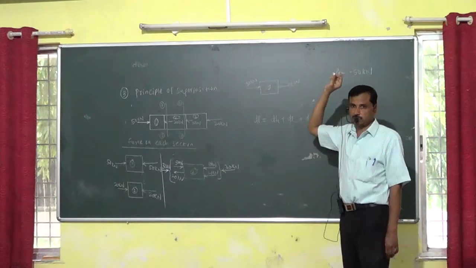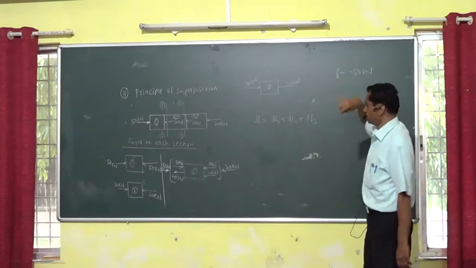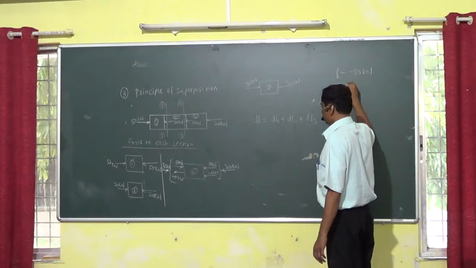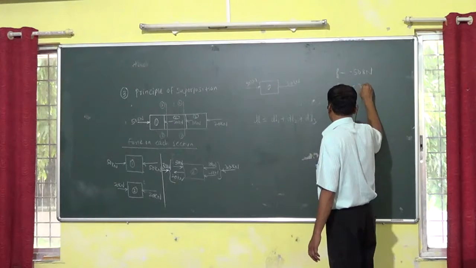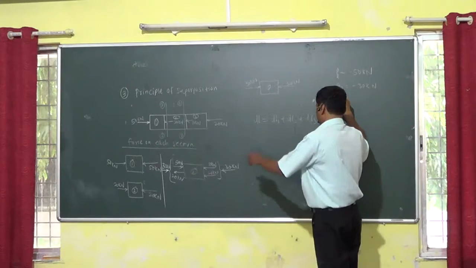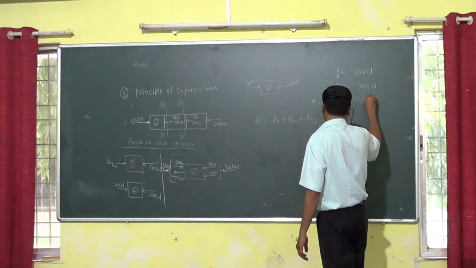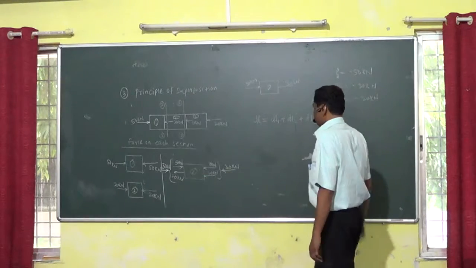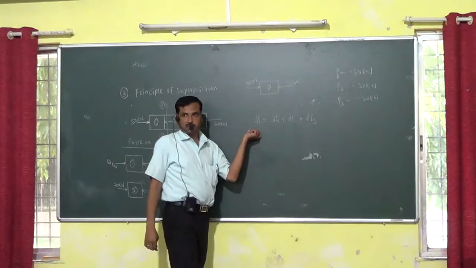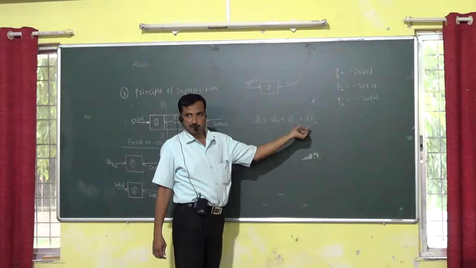So tensile forces we are considering positive sign, compressive forces we are considering negative sign. So P1 is minus 50, then P2 here it is minus 30, and for P3 we are considered here as 20 kilonewton, which is also compressive in nature, so minus 20 kilonewton. So total elongation or total contraction will be given by this dl. dl is dl1 plus dl2 plus dl3.